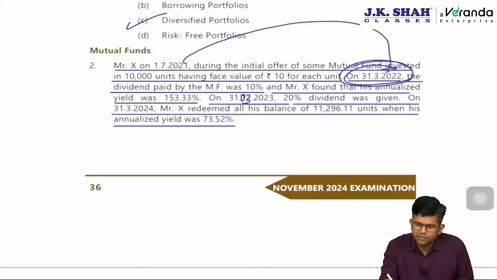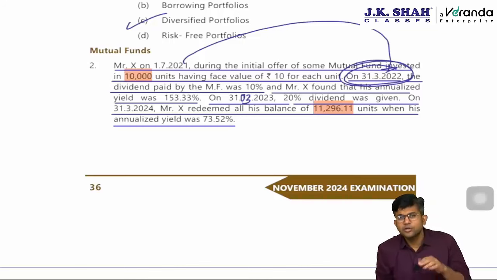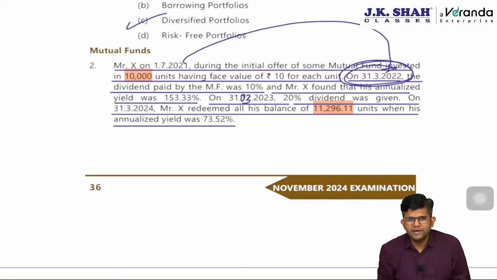Now students, one thing that comes across is, if you have bought 10,000 units, then how did you redeem 11,296 units? Did you buy some new units in the middle? No. Here it is a hint that the dividends which were given to you were not given to you in the form of cash. They were a dividend reinvestment plan mutual fund scheme, and every time dividend was announced, you were getting new units in the form of dividend. Everyone clear?